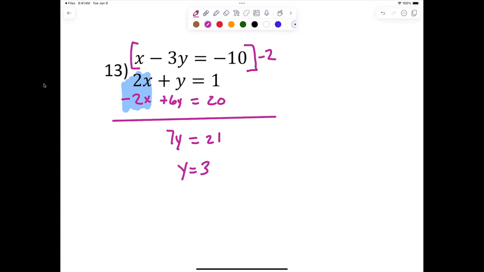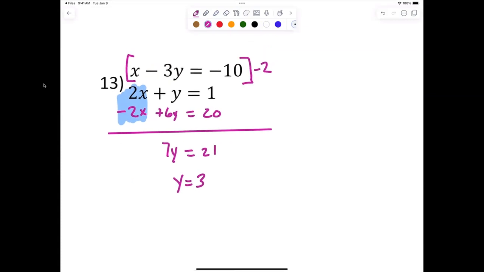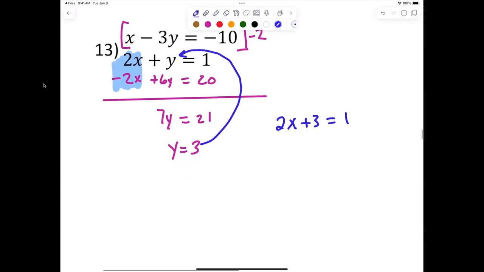If y is equal to 3, I then go and plug in 3. Now, I'm plugging 3 into the bottom equation this time because to me it just looked easier. Plugging 3 in for y: 2x plus 3 equals 1. Subtracting 3, 2x equals -2. X equals what? -1. So my answer is -1, 3.